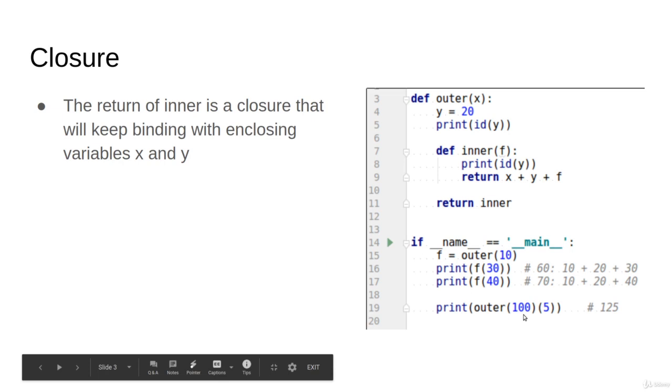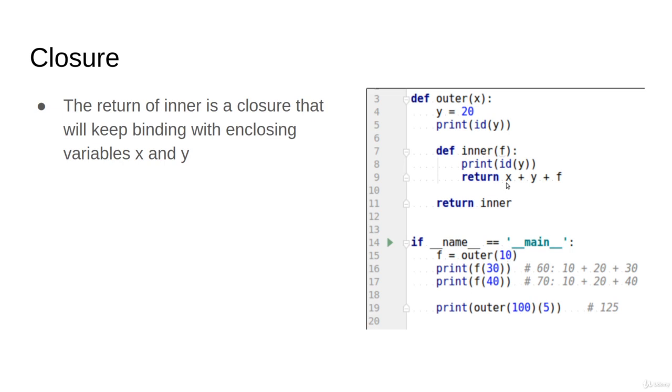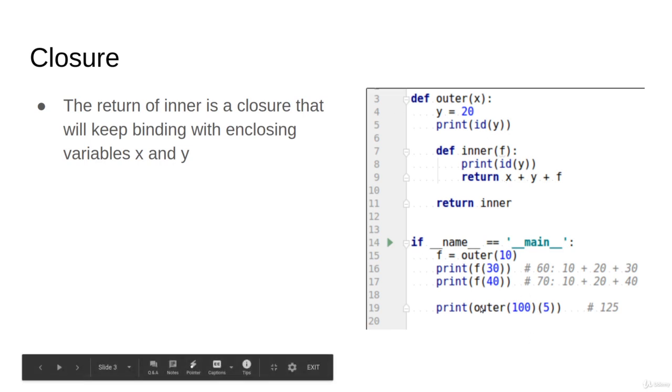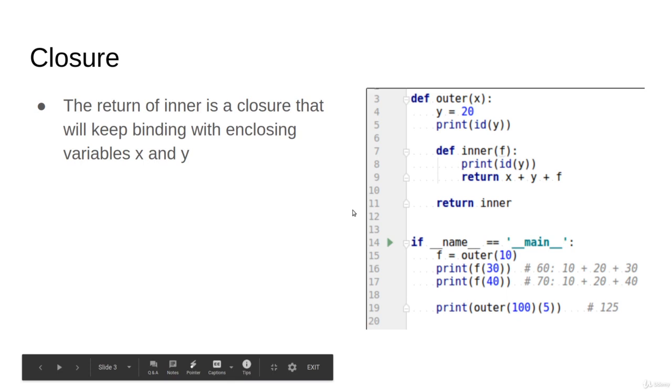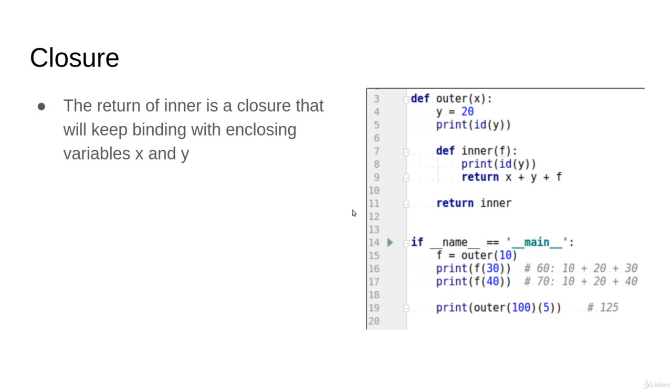Outer of 100 is going to return for us an inner function that knows that x is 100 and y is 20. And this is now a function here, so replace outer of 100 with a function f. F of 5 is calling it with parameter value 5, and then we are adding 100 plus 20 plus 5 to get 125. This slide is very fundamental. Do not keep going unless you really get what's happening here.